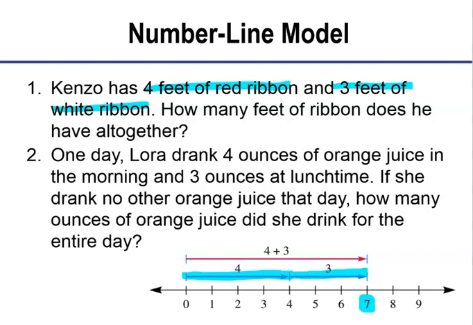Or you could have an example. One day Laura drank 4 ounces of orange juice in the morning and then 3 ounces at lunchtime. If she drank no other orange juice that day, how many ounces of orange juice did she drink for the entire day? And we could again add 4 plus 3, and that would give you 7, depicted on the number line.